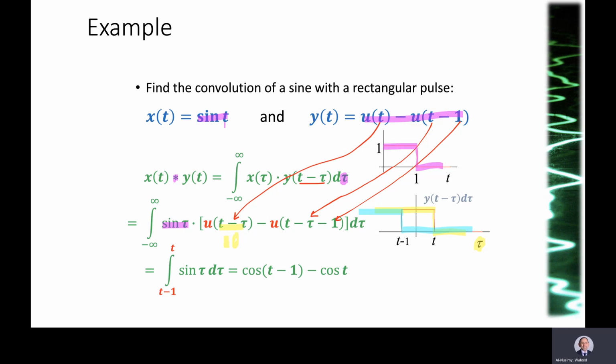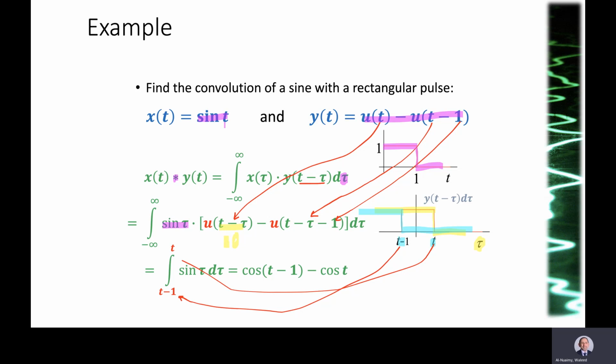So that means that I can replace the limits of my integration. Instead of integrating from minus infinity to infinity, I can now integrate from t minus one to t. So that's how I got away with that. Instead of integrating from minus infinity to infinity, I can simply integrate from these two limits.